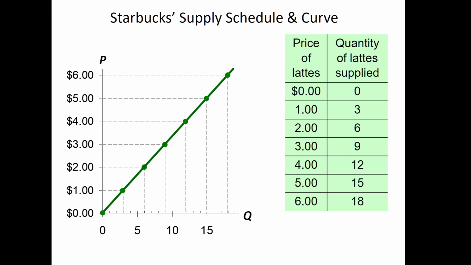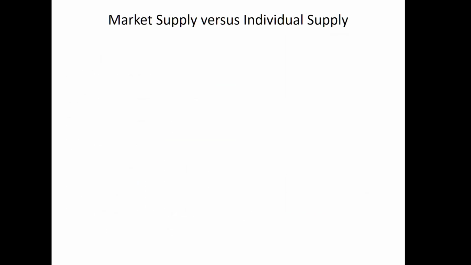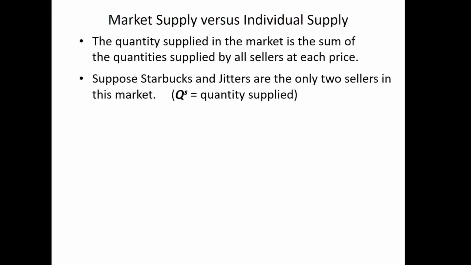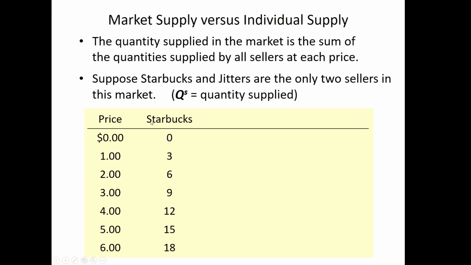Now, as in the case with the demand, we are interested in going from the individual supply to the market supply. The market supply is the quantity supplied in the market, which is basically every seller of lattes in that economy. For simplicity, we again are going to assume there are only 2. In reality, there are many more, especially because you're talking about perfect competition, but it will be very hard to make a table with so many sellers, so assume there are only 2.